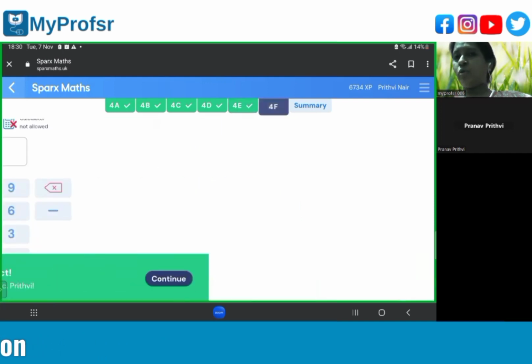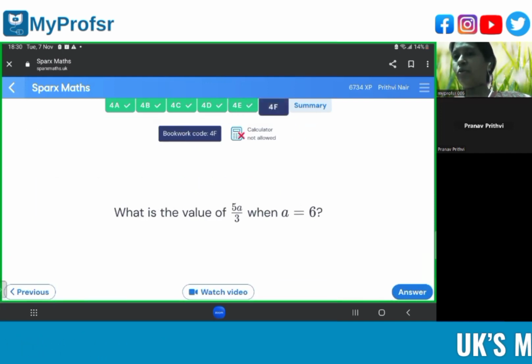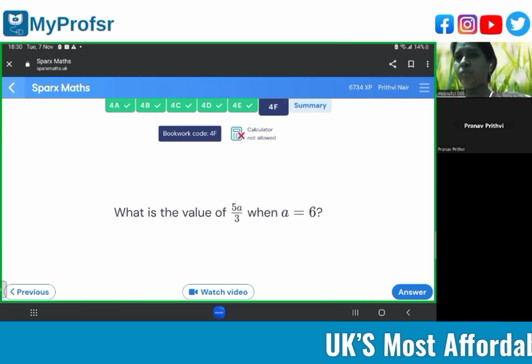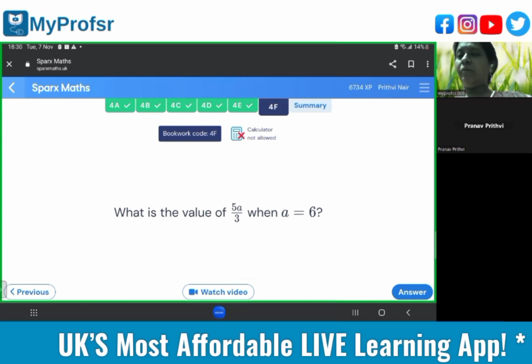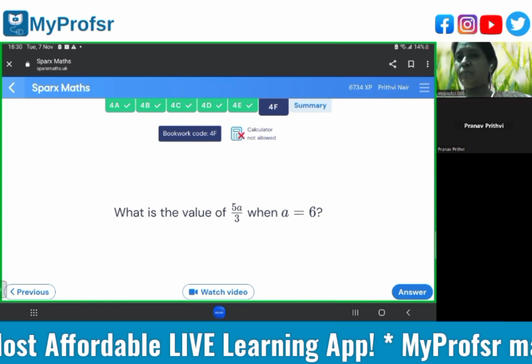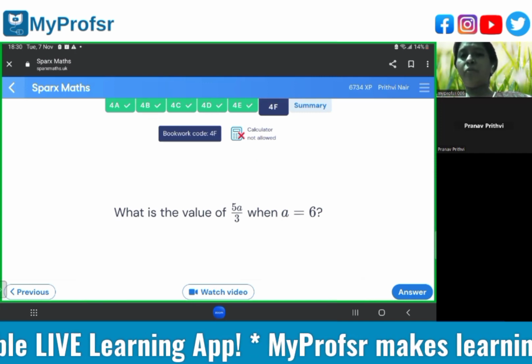Now, the sequence part is very clear to Prithvi and Pranav both, right? Yes, miss. Pranav, are you having any doubt? No, miss. Very good. Come on, just proceed.